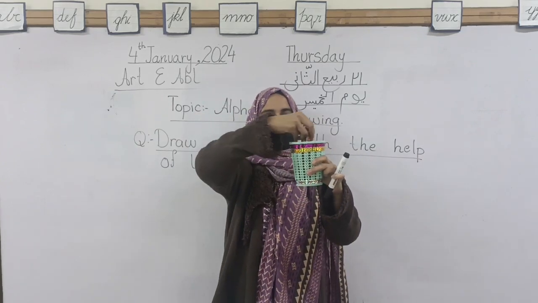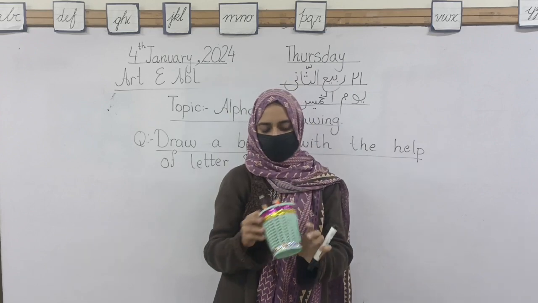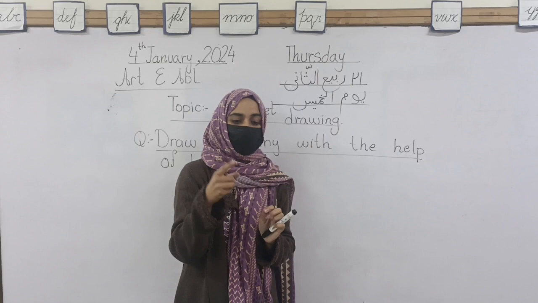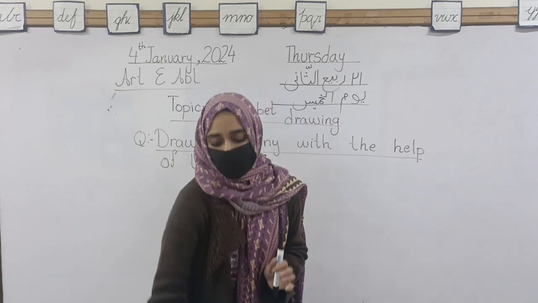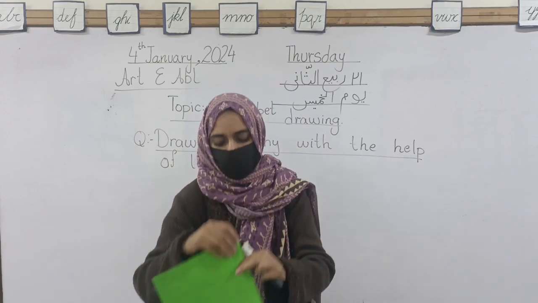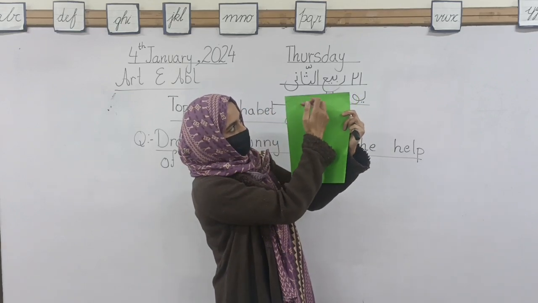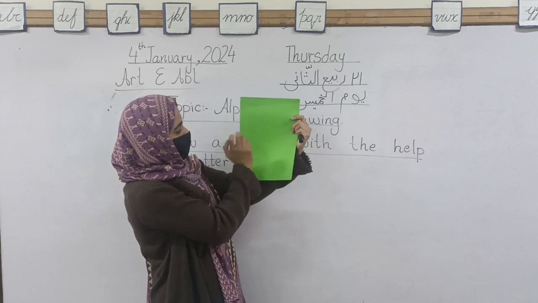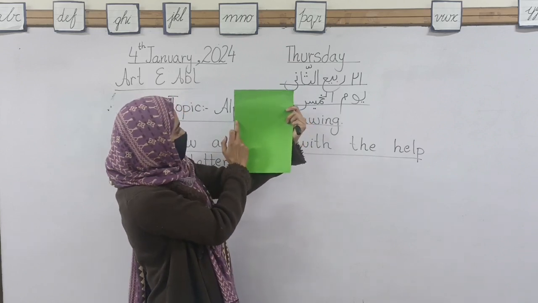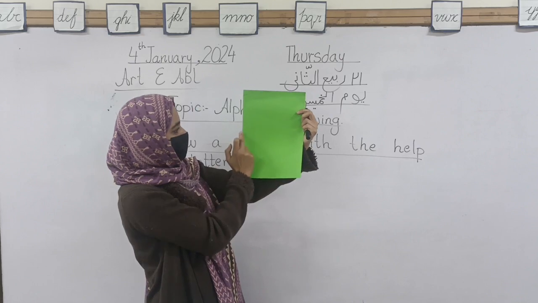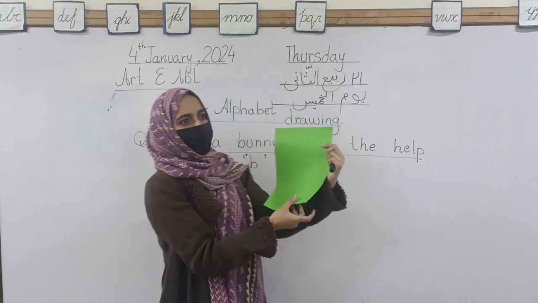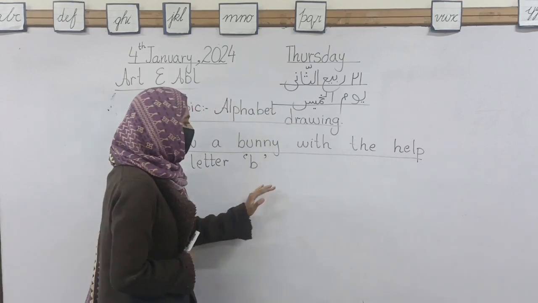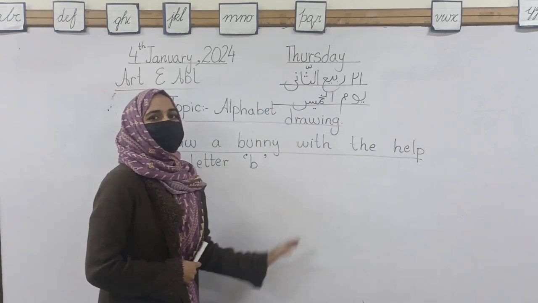Colors, you should have colors, okay. And you should sharpen your pencil. Your pencil should be sharp. Firstly, you draw lines here on your A4 sheets, and write here alphabet drawings, and here you have to write, draw a bunny with the help of letter B. After this, we are going to draw a bunny with the help of letter B.